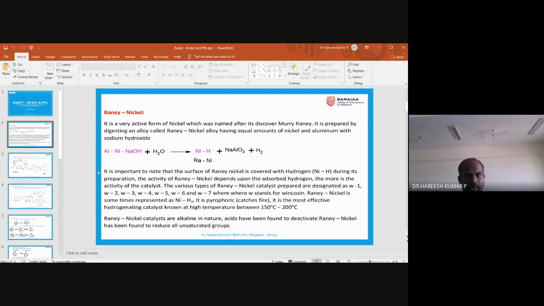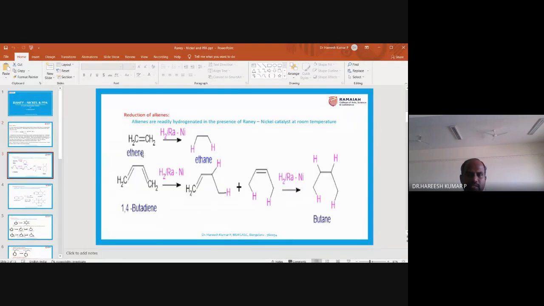With this, I will go to an application, how Ra-Ni nickel is useful in organic synthesis. I think you are aware of this. This is a double bond. Double bond means alkene. Alkene means unsaturated compounds. So hydrogen in the presence of Ra-Ni nickel will be added to the double bond. The double bond is converted into a single bond, so you are converting an unsaturated compound into a saturated compound.